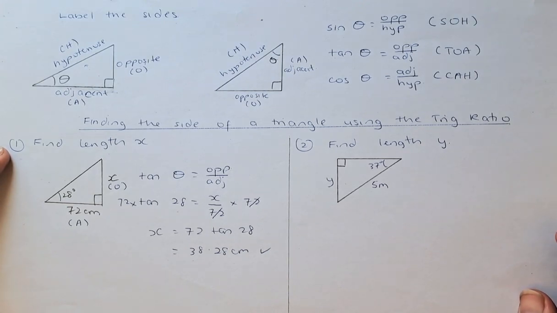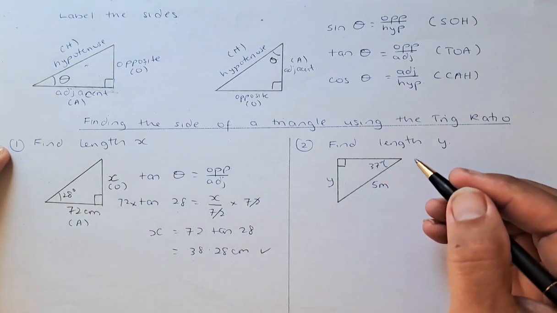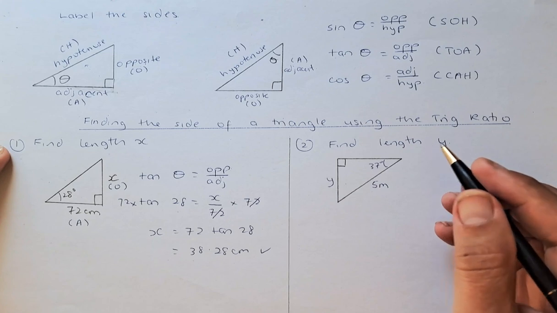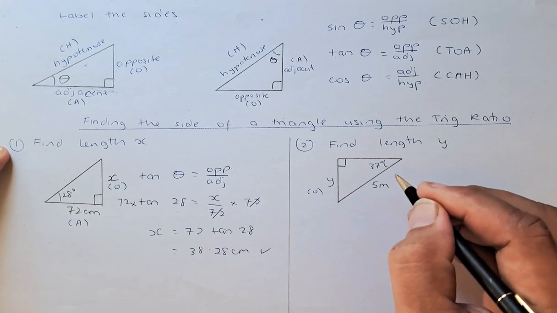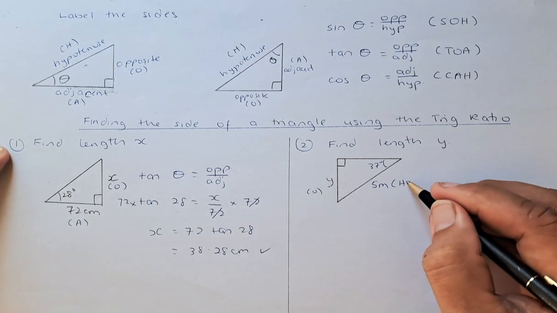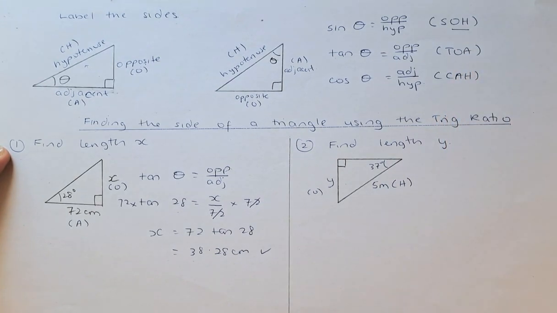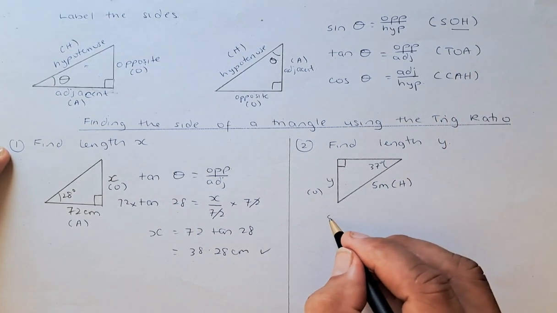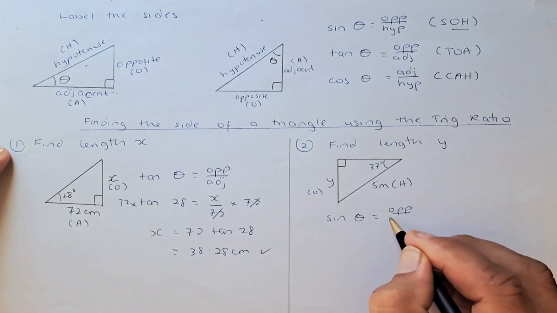Let's do a second example, similar but slightly different. This is 5 meters, this is y, and this is 37 degrees. Again, you have to label the sides. y is the opposite the angle, and 5 is the hypotenuse because it's opposite the 90 degrees. So now you have O and H, you have to use the sine formula. It's going to be sine theta equals opposite over hypotenuse.